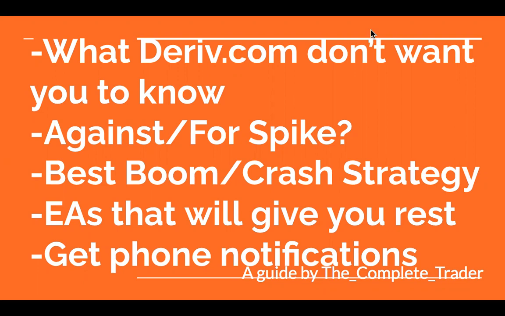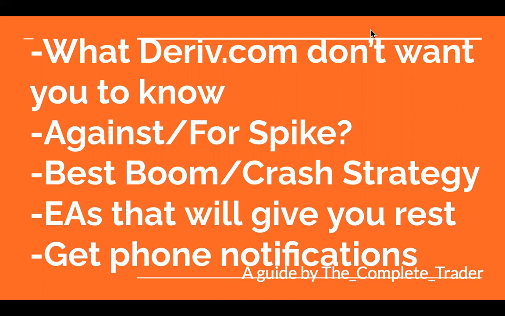Today I'm going to talk to you about essentially four things: what Deriv does not want you to know, whether you're supposed to trade against or for a spike, and then I'm going to give you a strategy that can help you trade for either direction. And also I'm going to talk to you about 4 EAs, or 4 trading robots, that will give you rest when it comes to trading boom and crash index.